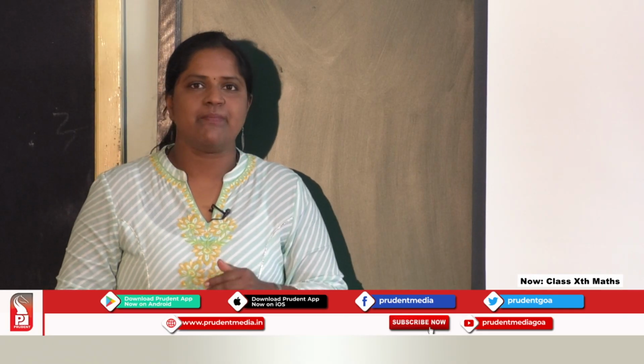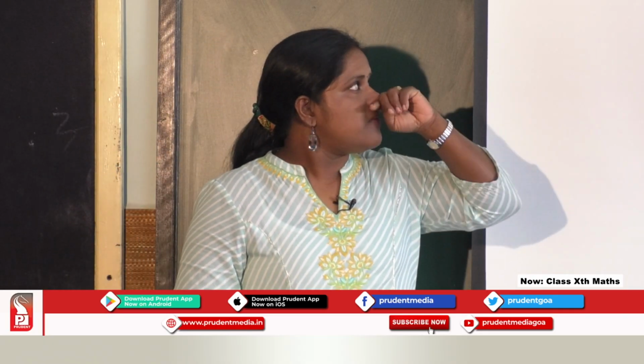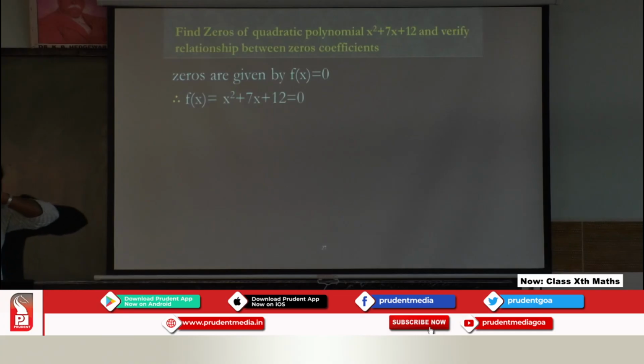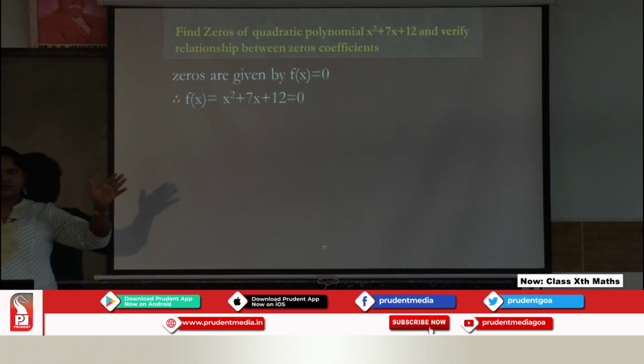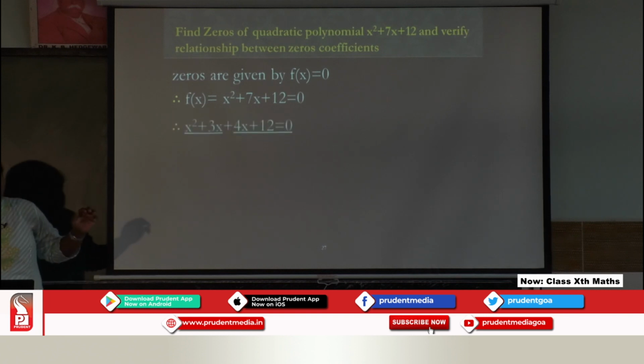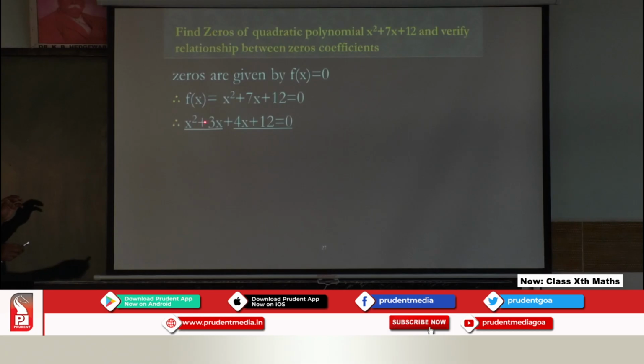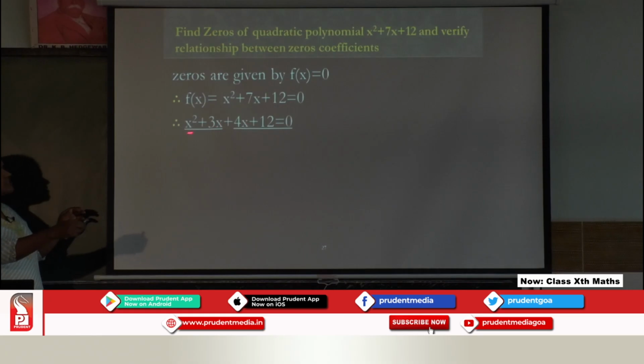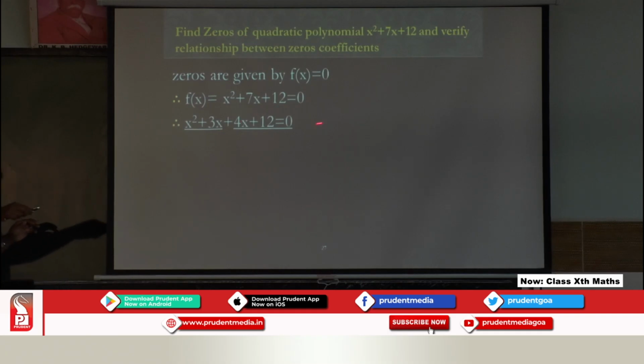But out of these 3 pairs, the pair which will satisfy 7x will be 3 and 4, because positive 3 and positive 4 will give me positive 7. So I have here x square plus 3x plus 4x plus 12 is equal to 0. I used 3 and 4 which are the factors of 12 to get 7x. Both are positive. Now as usual we are supposed to group them.